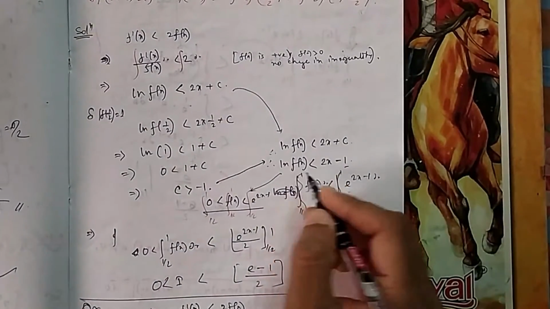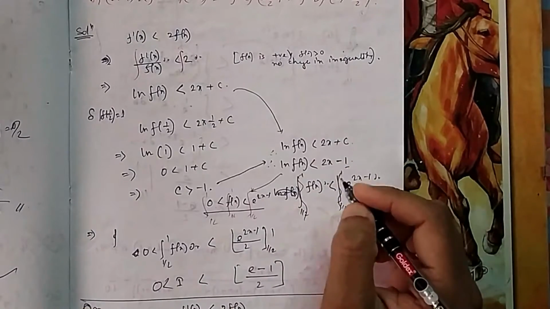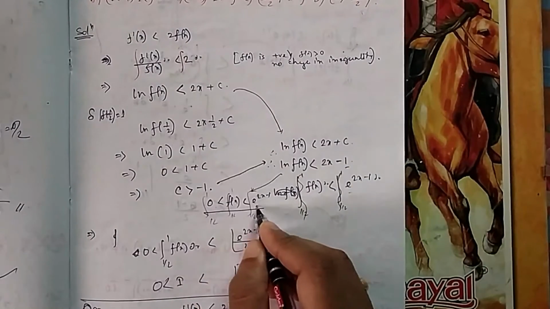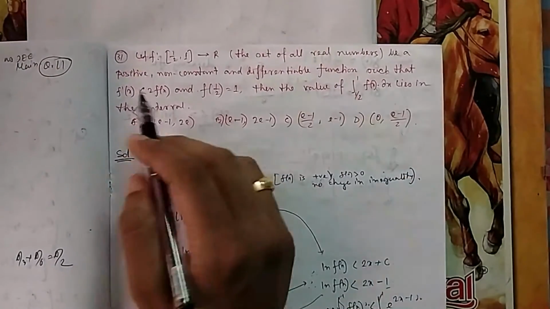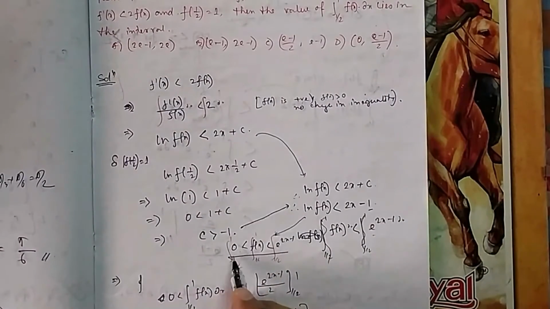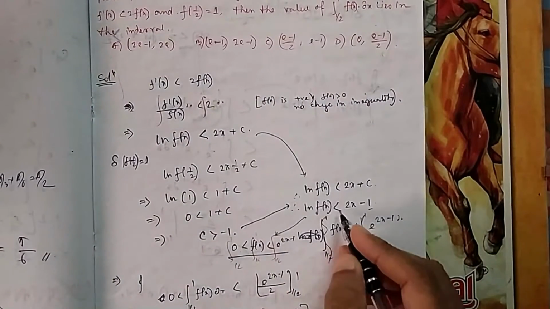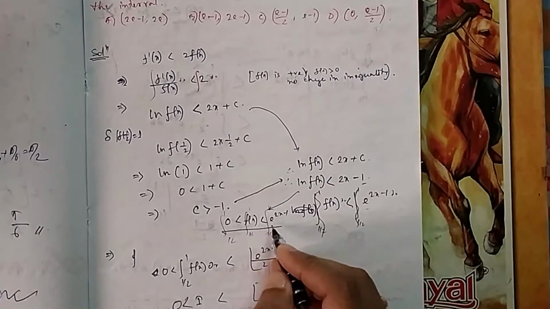Now therefore what will be your fx? Fx is less than e to the power 2x minus 1. So you can say fx is in between 0 and this. Why? Because they have given that it is positive. Because it is positive, your fx will start from 0 to e to the power 2x minus 1, because fx is less than e to the power 2x minus 1.